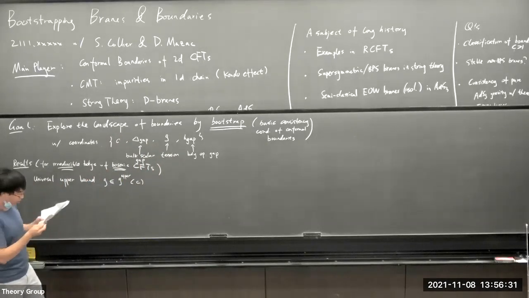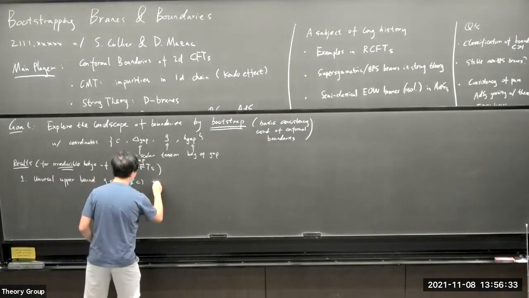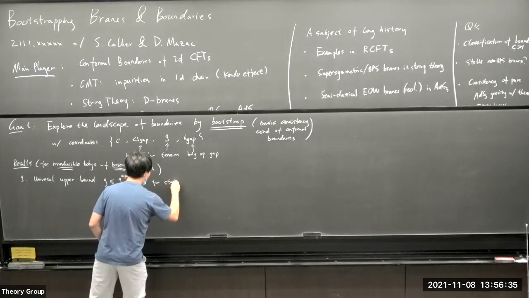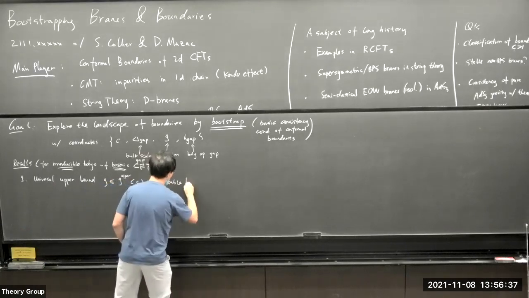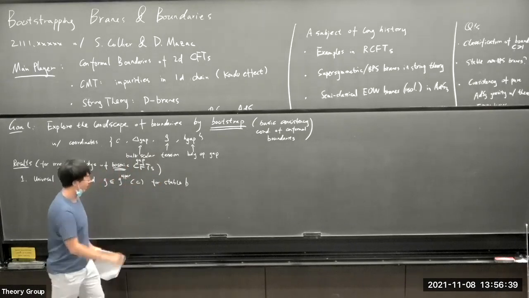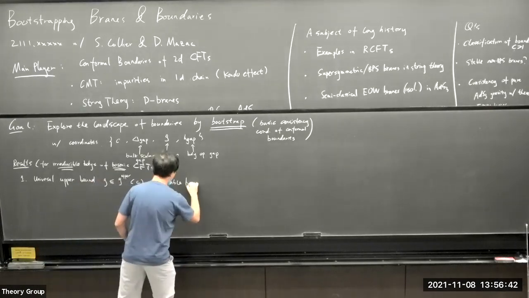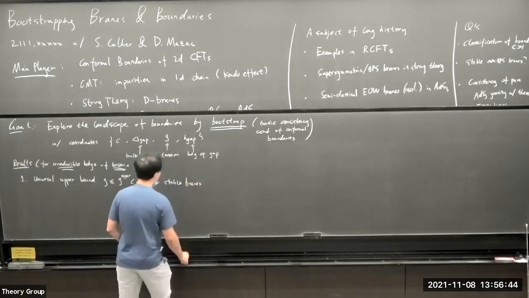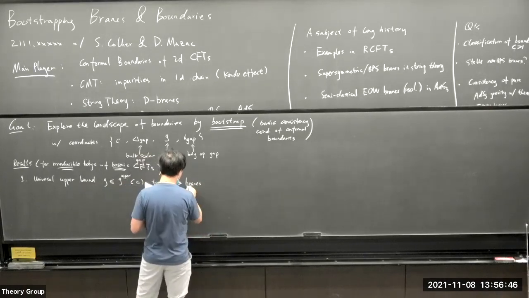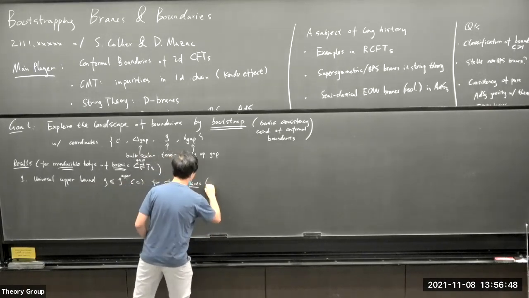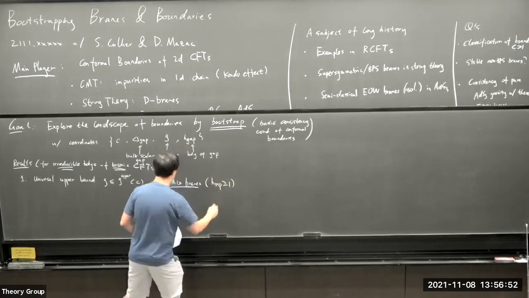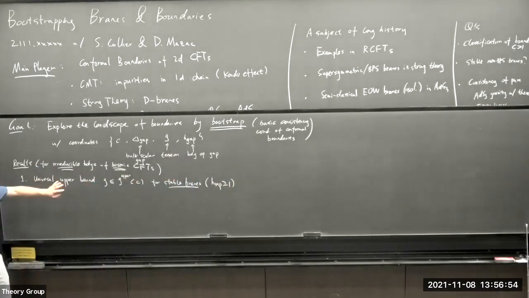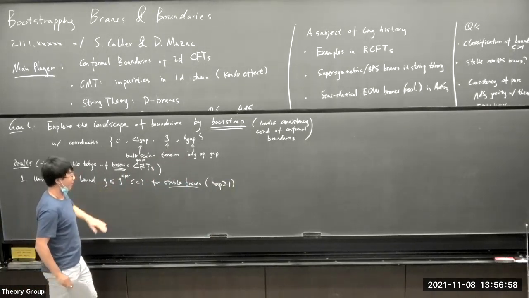Okay. For stable branes or stable conformal boundaries, so in this talk I'll use branes and conformal boundaries interchangeably, this means that h gap is equal to one. We derive such a universal bound for any value of central charge that only depends on the central charge.